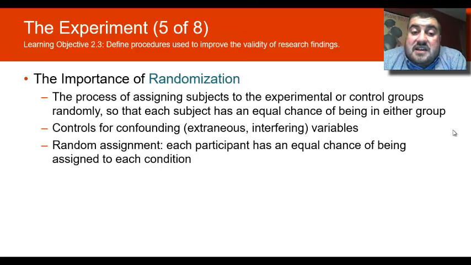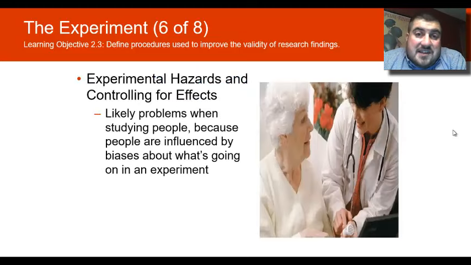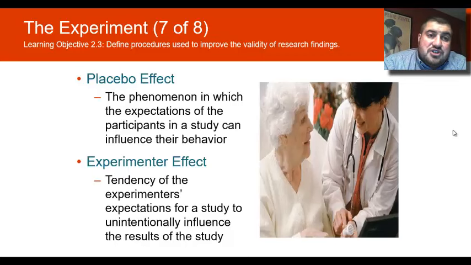Basically, some controlling for effects, it's studying people. We have biases about what we expect and what's going on in an experiment, and two of those are the placebo effect and the experimenter effect. The placebo effect is where the person who gets that sugar pill in the study, even though they're a part of the control group, they show improvement simply because they expected to, because they received some form of treatment.